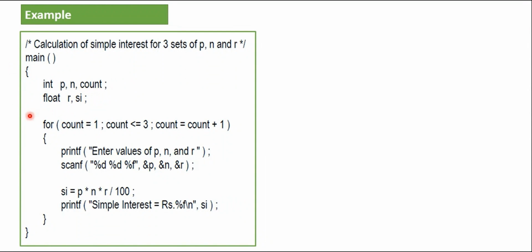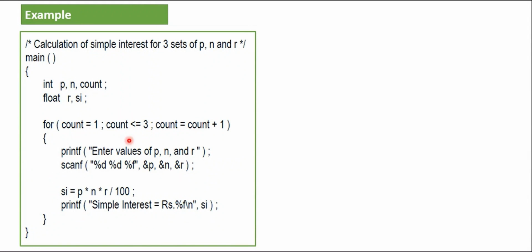Now within the for loop, count is equal to 1. This is the initialization value, that is, the starting value of count. It will start from 1 and go to a maximum of 3. That means count will be compared to 3, and if it is less than or equal to 3, then the body will be executed.